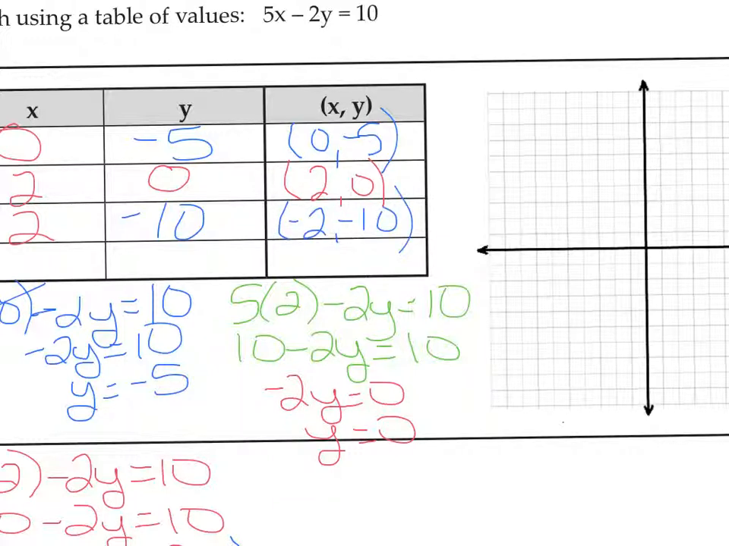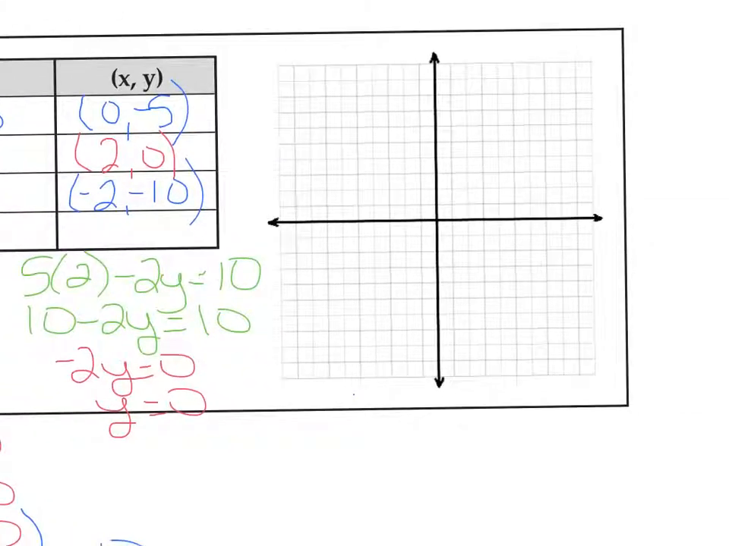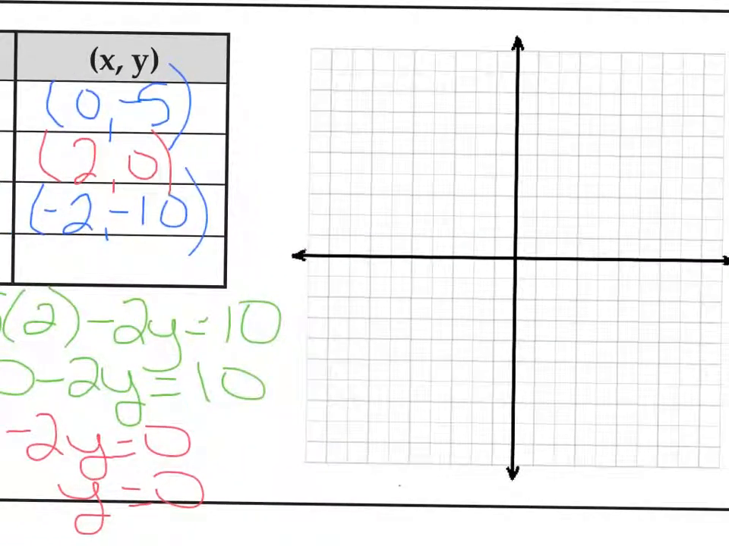So we're going to graph these on the graph. Let's enlarge it a little bit. So we have the first point is 0, -5. So that's 0 not going left or right. Then we're going down to -5. 1, 2, 3, 4, 5. That's right here. So 0, -5. Right there. The second point is 2, 0. So to the right 2. No vertical change. So right there on the x-axis. 2, 0.